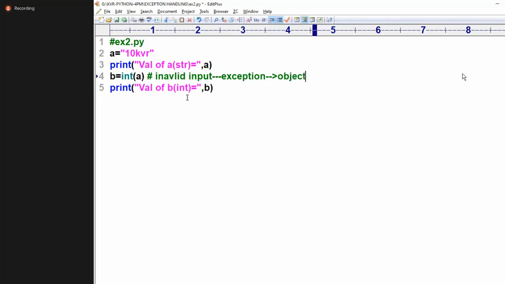An exception class is required. The name of the exception class is ValueError. See that word, ValueError. We already asked you to remember it in the beginning days of my class. What is that error? ValueError. So coming back to the point, ValueError. See that carefully. You will get it.